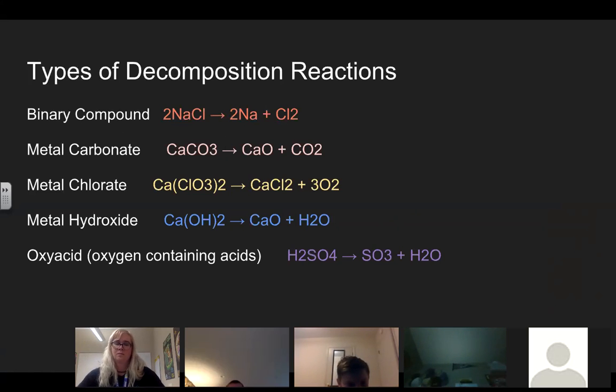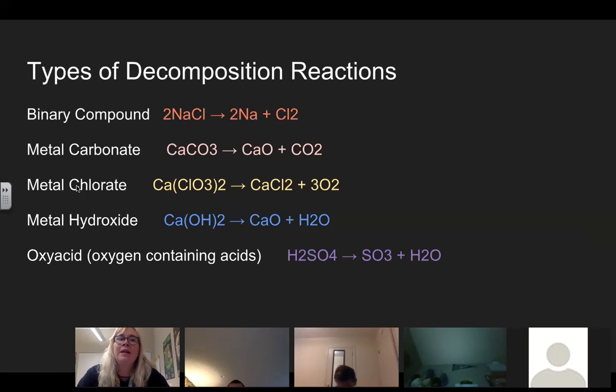What do you guys think? What does binary mean? Thank you, Logan. Binary means two. Good. So perfect application of the actual word. It means you're going to get two compounds, or two elements in this case. So sodium chloride will decompose to be sodium plus chlorine. So literally it just means you have two elements bonded and they break apart to be by themselves.